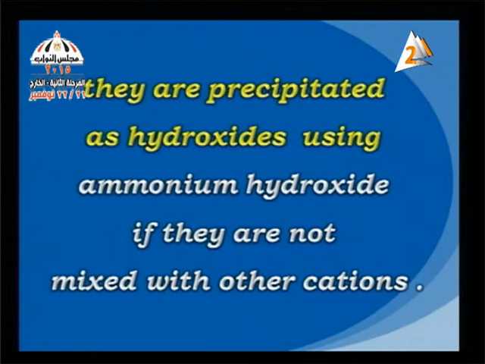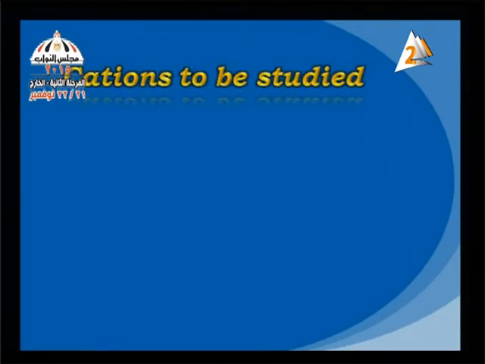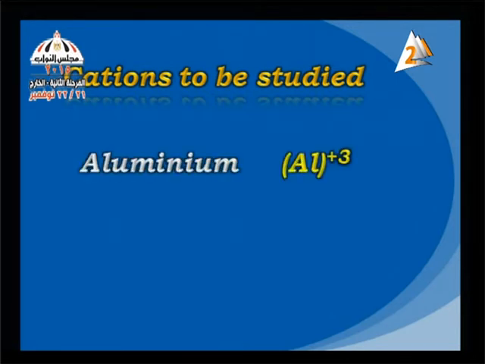Now to catch this, they are precipitated as hydroxides using ammonium hydroxide, if they are not mixed with other cations. Cations here means positive ions, so they cannot be mixed. The cations to be studied, you must know. We have aluminum, Al positive 3. Good to say, positive 3.